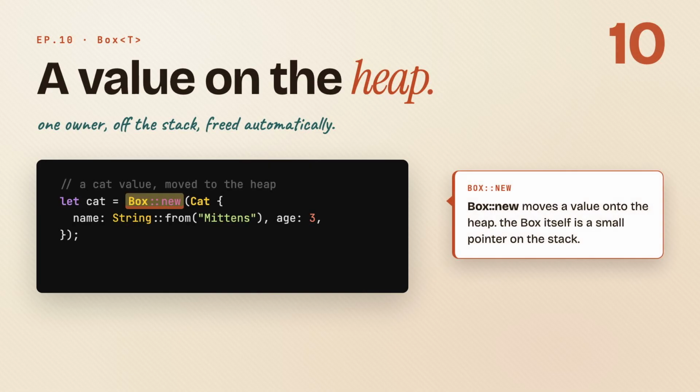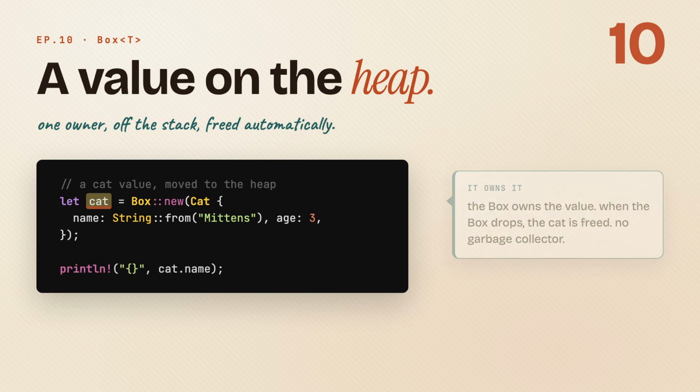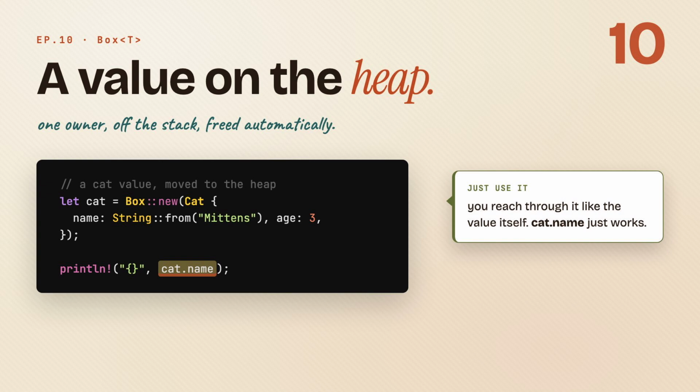Box is the simplest smart pointer. Box::new takes a value and moves it onto the heap. The box owns that value. When the box goes away, the cat is freed, and there's no garbage collector. And you use it like the value itself. cat.name reaches right through the box.